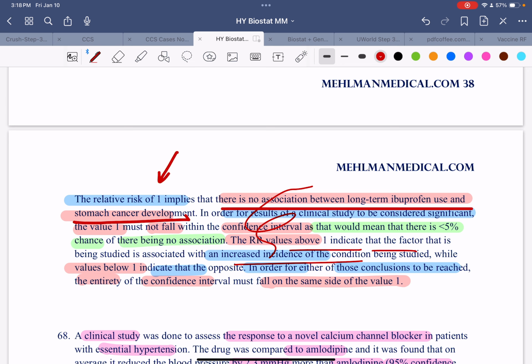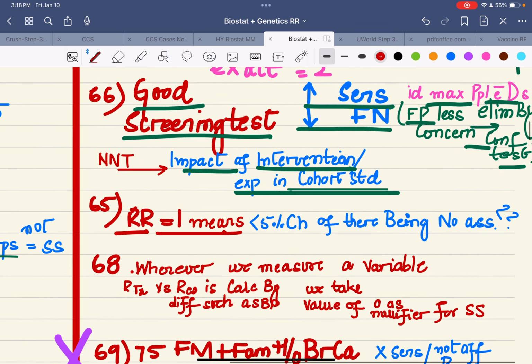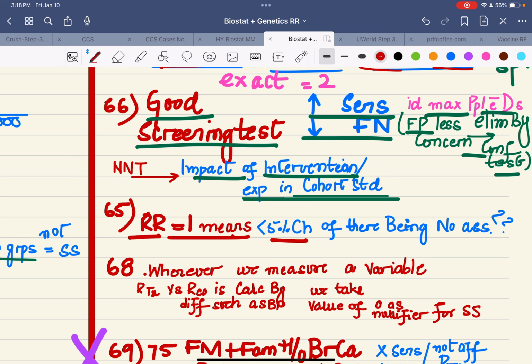How? When the relative risk is 1, right? So relative risk, whenever the confidence interval has the value of 1, it makes the result statistically insignificant. Whereas if the relative risk value is greater than 1, it means that there is increased risk or increased incidence. If the value is less than 1, it basically means the opposite, that is, it is protective and there is decreased risk, right? And of course, for these conclusions to be reached, the confidence interval should not have the value of 1. If the confidence interval does not have the value of 1, then it is statistically significant. So if the relative risk is 1, it means that there is a less than 5% chance of there being a significant association. Okay.